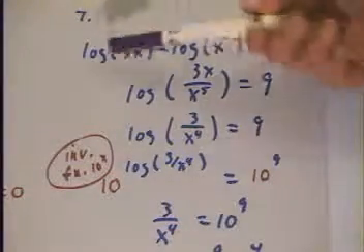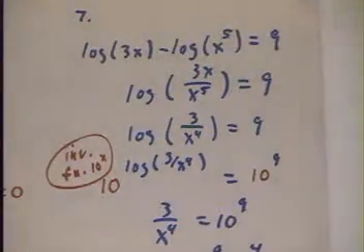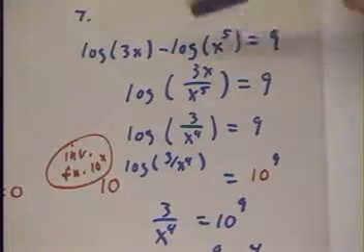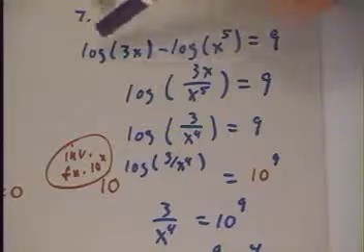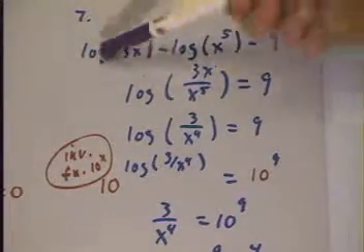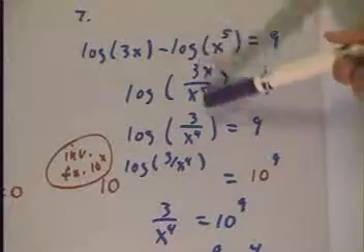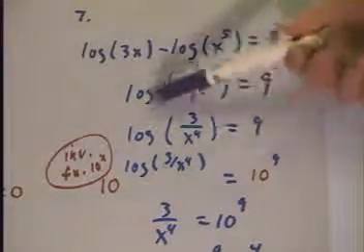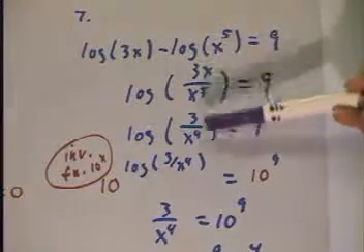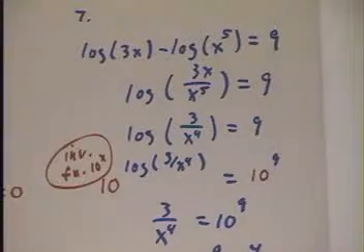Now we look at the equation log of 3x minus log of x to the fifth equals 9. In order to solve this, we first combine our logs. Remember, the difference of two logs is the log of the quotient of the two quantities. Log of 3x over x to the fifth then equals 9. And we simplify the 3x over x to the fifth down to 3 over x to the fourth.